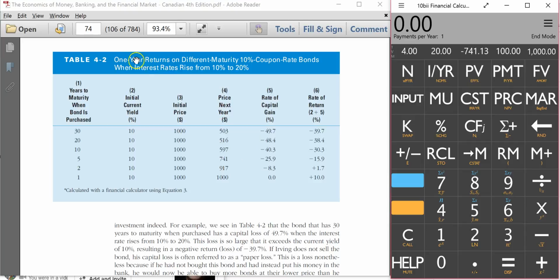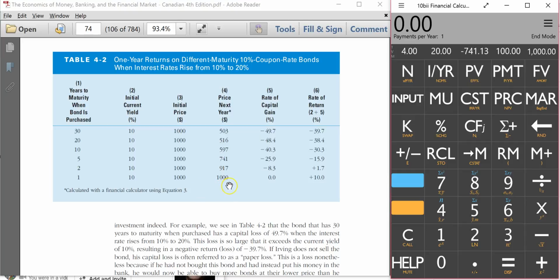And what this is basically, let's read the scenario here. One year returns on different maturity, 10% coupon rate when interest rates rise from 10% to 20%. So here's the scenario. You buy a $1,000 bond and you have a $100 coupon payment. And so your initial yield when you buy the bond is 10%. Now, what's going to happen to your yield and the price of your bond if interest rates go up? Now, the yield is 100 over 1,000, which is going to be 10%.